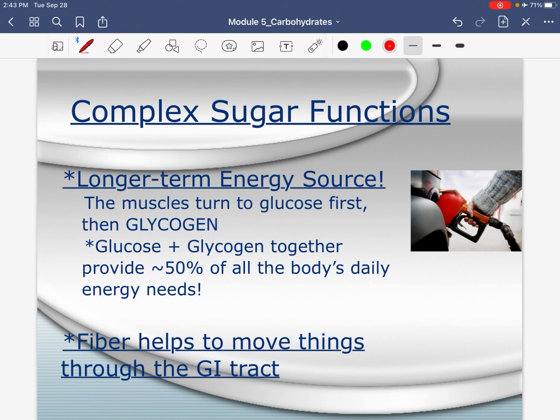Okay, so the complex sugar functions. If you recall, the simple sugar was what our cells went to first for energy. Simple sugar is the only fuel source that the central nervous system can use for energy. And having enough simple sugars means that we can spare protein, which means that we're not going to be burning protein for energy. We can keep protein doing what it needs to be doing. So complex sugar, of course, is an energy source, but this is what our muscles turn to second.